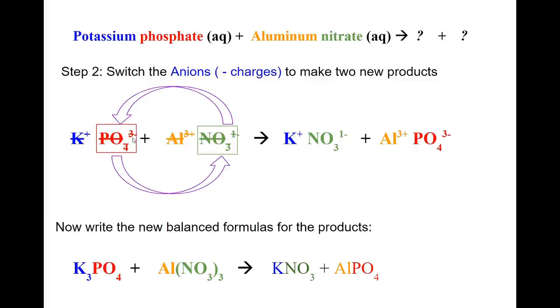So I can't put PO4 with my potassium, so the only place I can put my PO4 is with the aluminum. So that's my only option. And now I've used my PO4, so I cross that out. The only ion I have left to place is my NO3, and the only place I can put that is with my potassium.